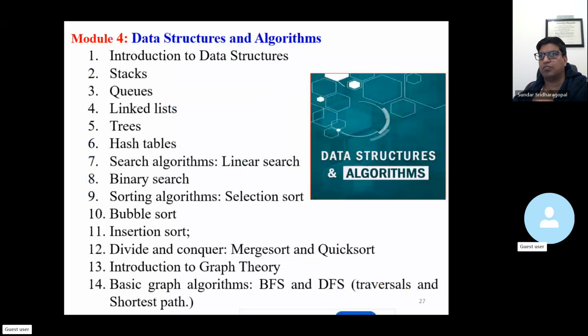Then data structures and algorithms. This is the core subject for computer science students. And here we can see various approaches like the divide and conquer approach. And we are performing various operations on data structures like stacks, queues, linked lists, trees, hash tables, and algorithms like linear search, binary search, etc. And sorting algorithms like selection, bubble, insertion, merge sort, and quick sort are very important algorithms. Then graph theory.